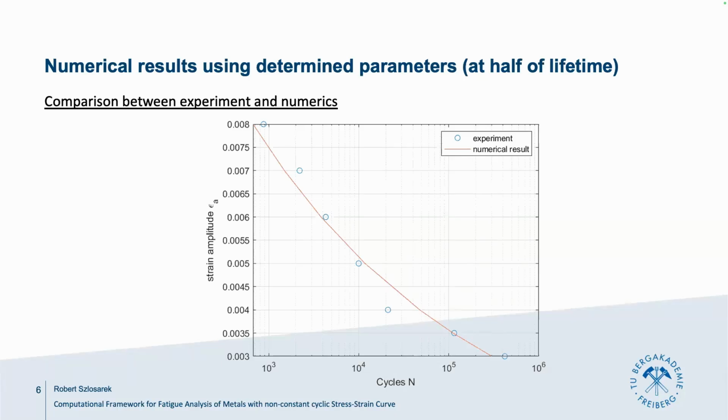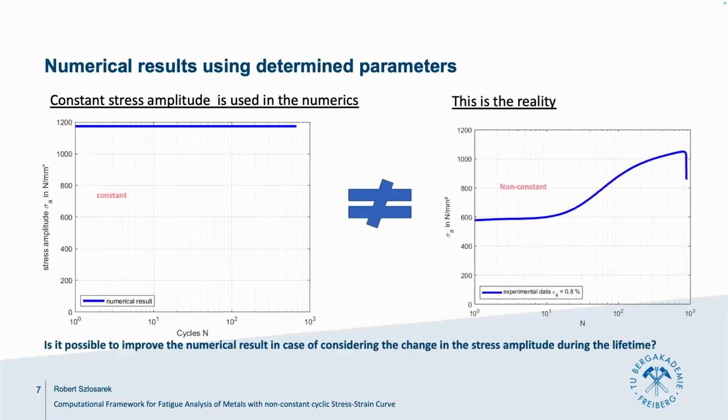But what I'd like to point out, if we look a bit deeper into the results, is that in the numerical result I used constant material parameters. That means my stress amplitude is constant during the test. And this is not really equal to what we see in the experiment. There we have the hardening effect. So the question is: is it possible to improve the accuracy of the numerical result by considering this hardening, the changing stress amplitude? This question I would like to investigate and answer here.